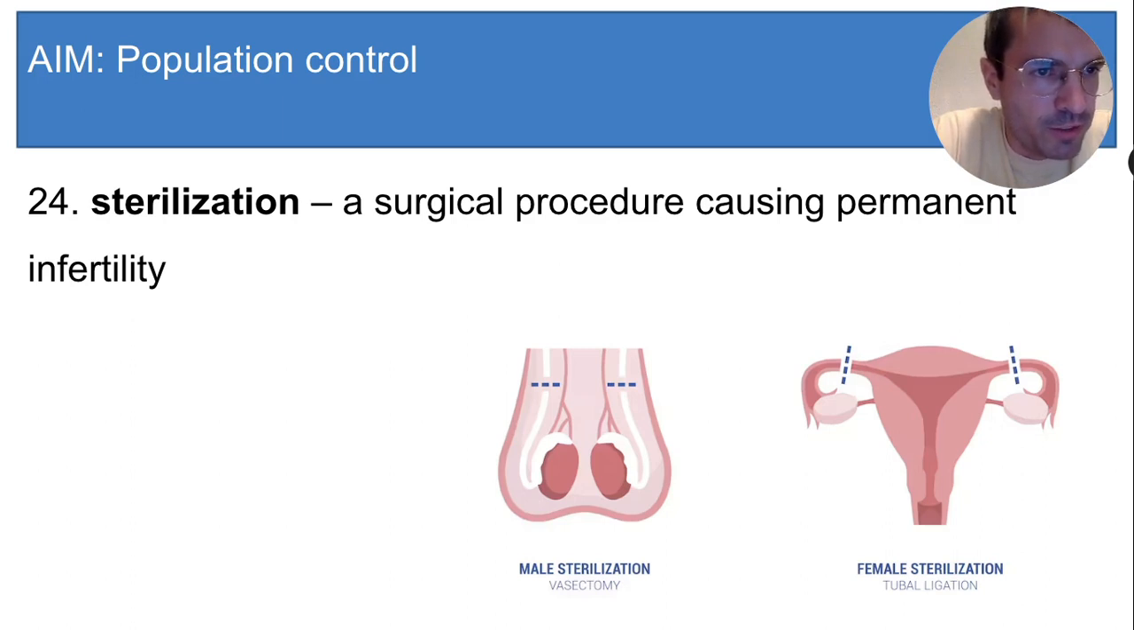And for men, sterilization is called a vasectomy, and it involves blocking the pathway that sperm travels from the scrotum to the penis. When promoted by the government, sterilization is considered antinatalist because it leads to permanent infertility, which means that men or women who have been sterilized can no longer have children. And you will look at some issues with sterilization in class.